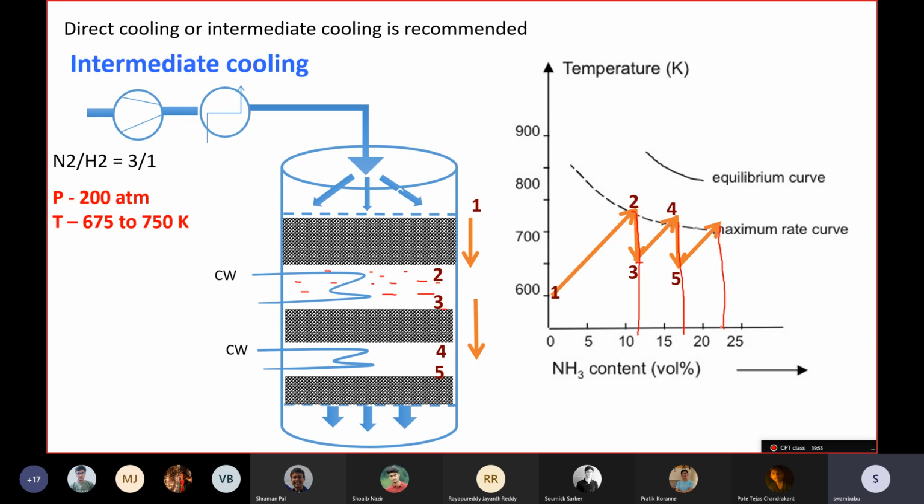Hope you all understood, students, how this intermediate cooling is done in ammonia reactors to get better conversion rates and to maintain the maximum rate conditions. The products leave the reactor at 700 Kelvin and go to the condenser to cool down.